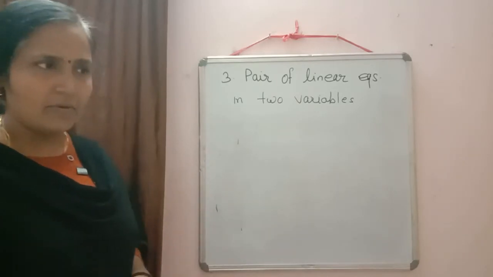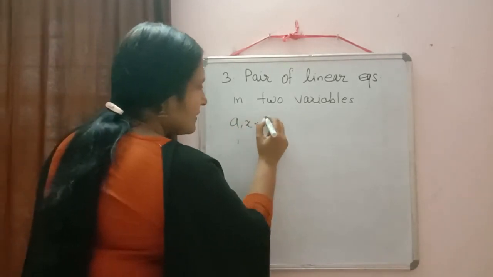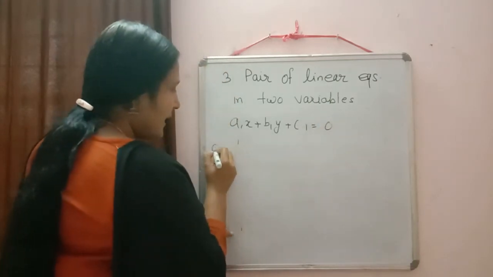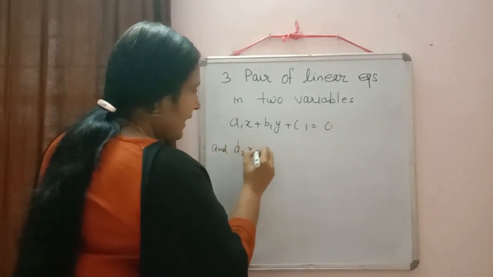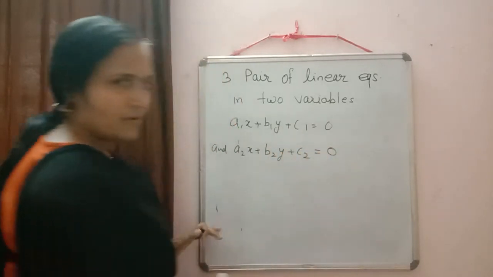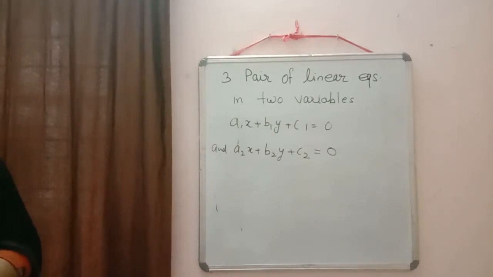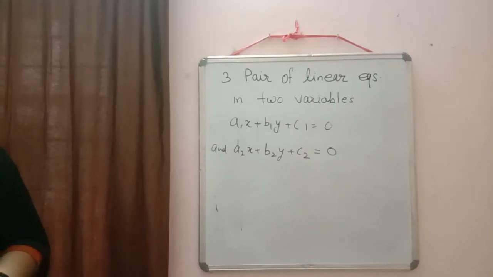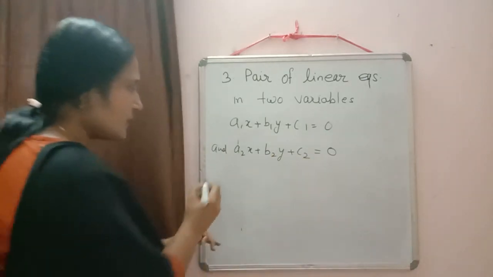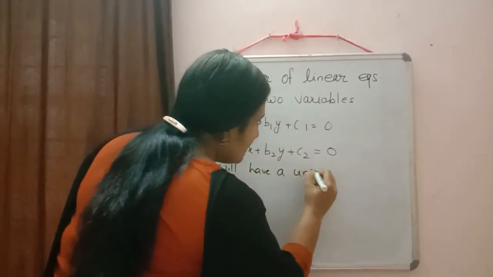Now all of you write down the pair of linear equations a1x plus b1y plus c1 is equal to 0 and a2x plus b2y plus c2 is equal to 0. Write with me: the pair of equations a1x plus b1y plus c1 is equal to 0 and a2x plus b2y plus c2 is equal to 0 will have a unique solution.